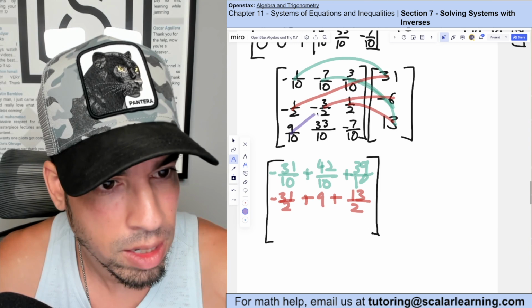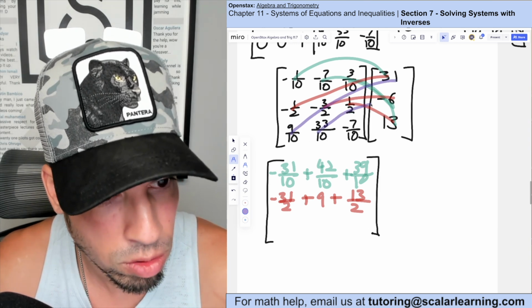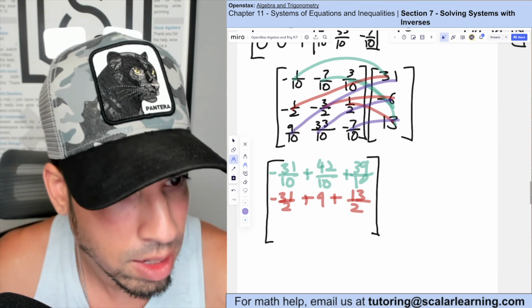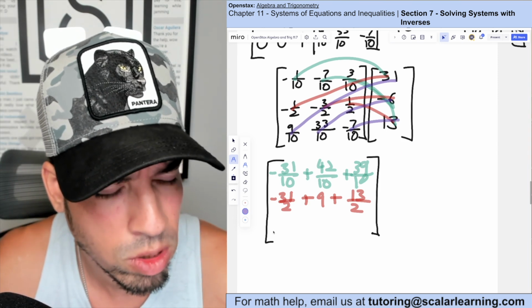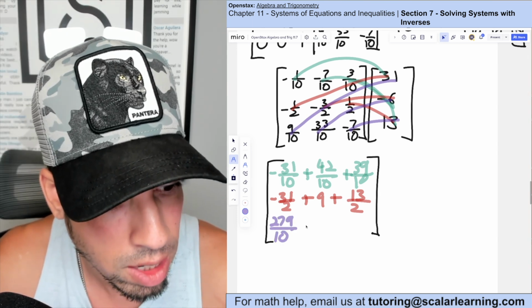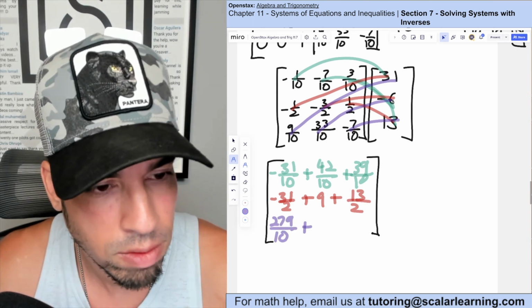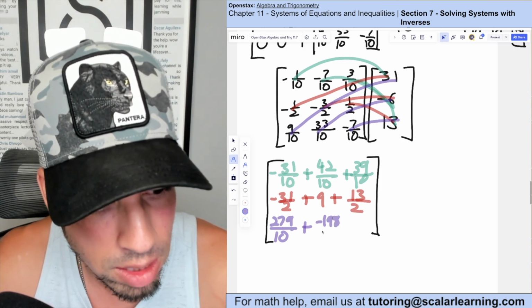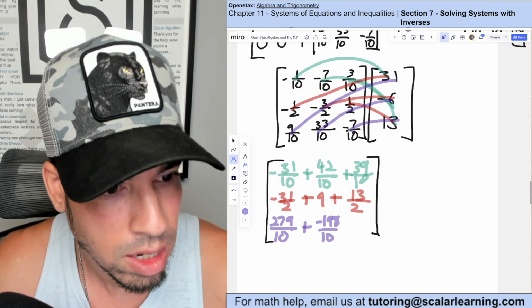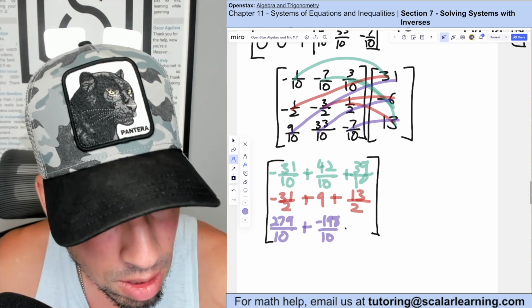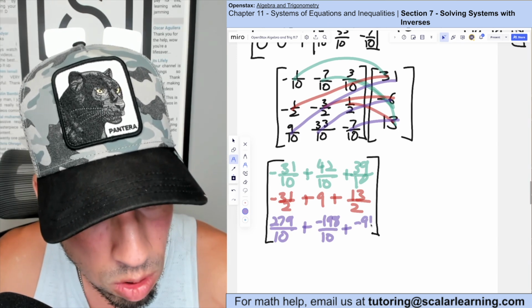Last row, we got 9/10 times 31 plus 33/10 times negative 6 plus negative 7/10 times 13. So that is 9 times 31. What is that? 279, right? 279 over 10 plus negative 198 over 10, and then plus negative 7/10 times 13, that's negative 91 over 10.